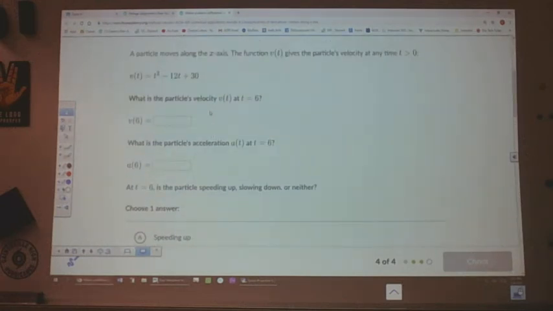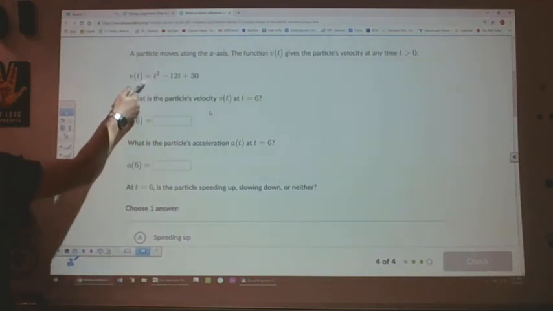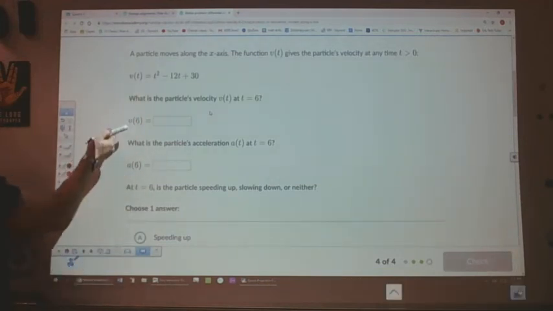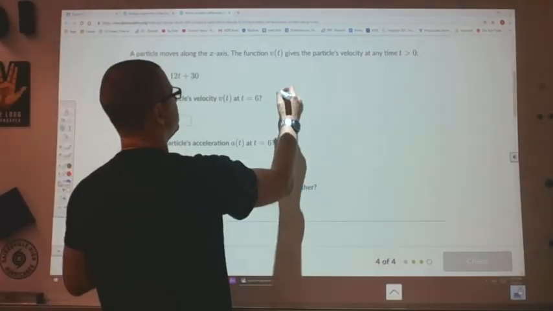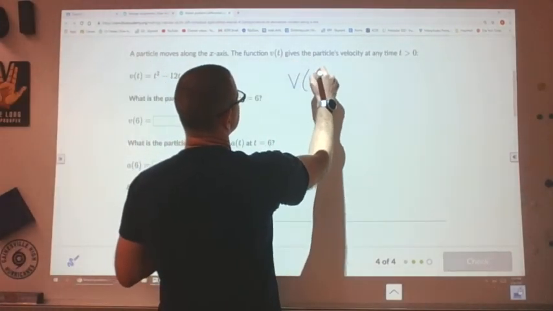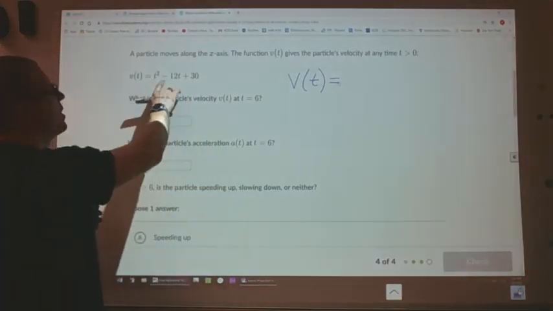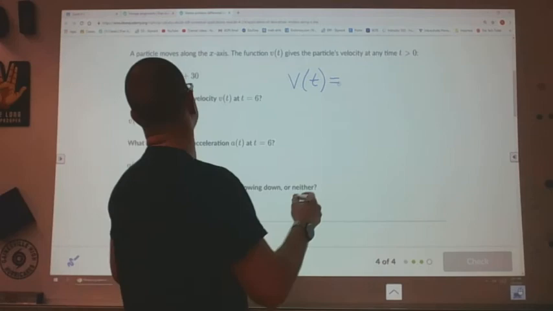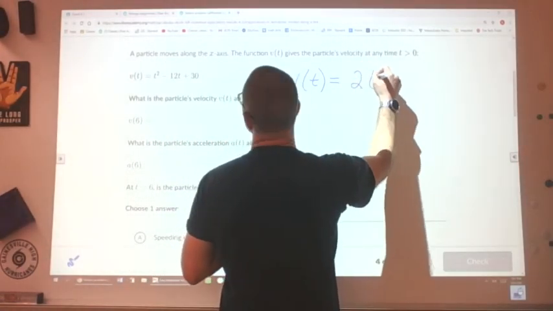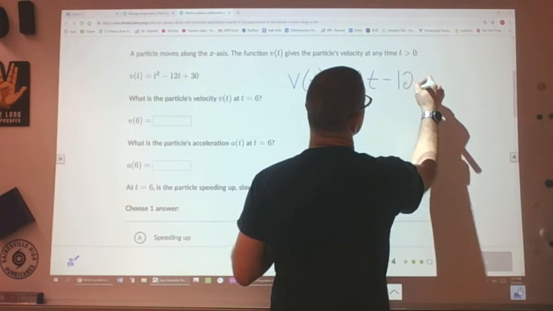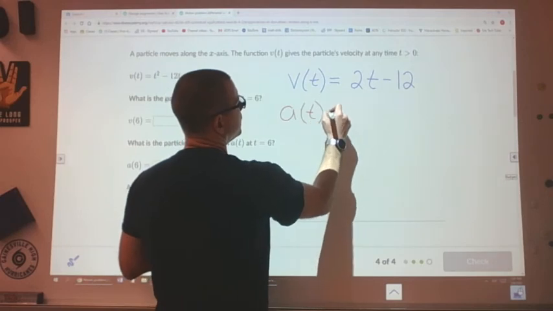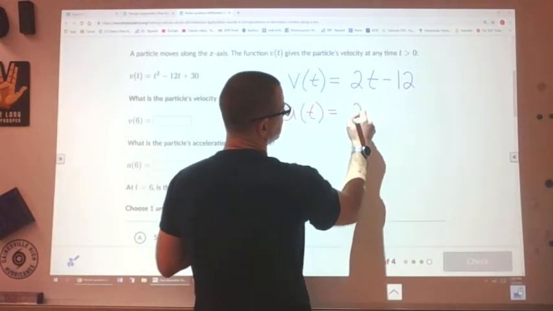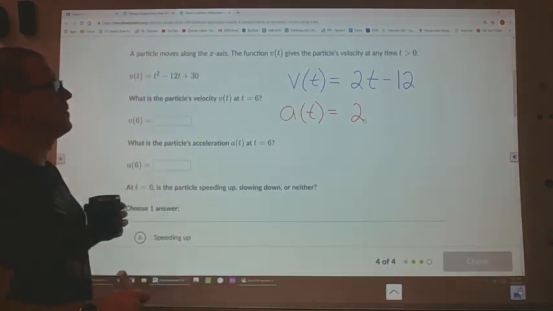Particle moves along the x-axis. So here it's kind of working us through the entire problem. We want to find the velocity and the acceleration, and then we're going to answer whether it's speeding up or slowing down. So let's find our velocity function. If we have t squared minus 12t plus 30, our velocity function would be 2t minus 12. Our acceleration function would be the derivative of the velocity, which is 2. And then we can go through and answer these questions.